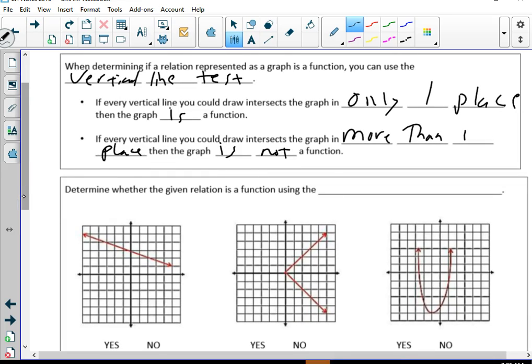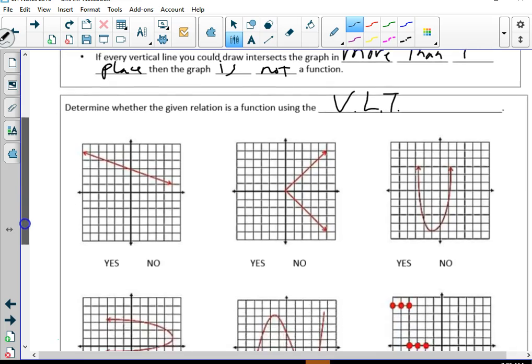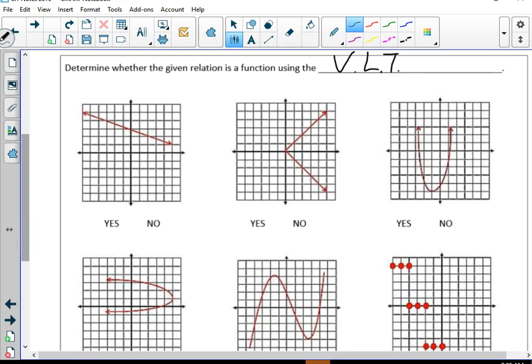Now we're going to determine whether it is using the vertical line test, and let's just abbreviate the VLT. Okay, so vertical line. We're just going to draw a vertical line straight up and down. We're going to do a few of them. 1 point, 1 point, 1 point. Yes or no? I'm done.